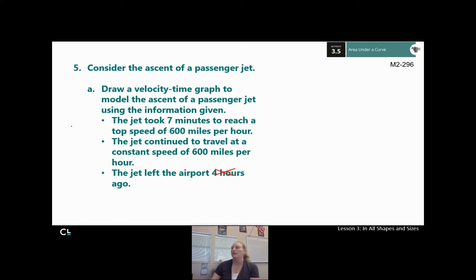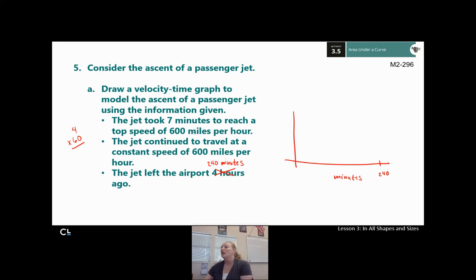So I'm just going to real quick off to the side over here do 4 times 60 minutes in an hour. So 4 hours is actually, my calculator, 240 minutes. So I want to make sure my x-axis needs to go all the way up to 240 minutes. That's a long ways, all right? My x-axis is in minutes.